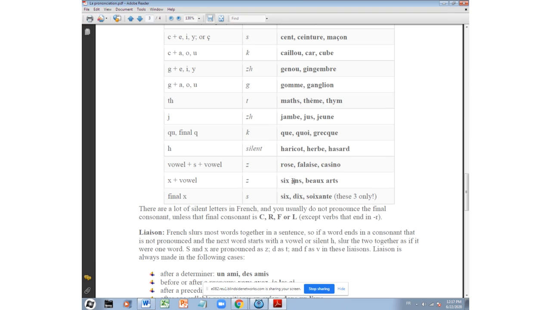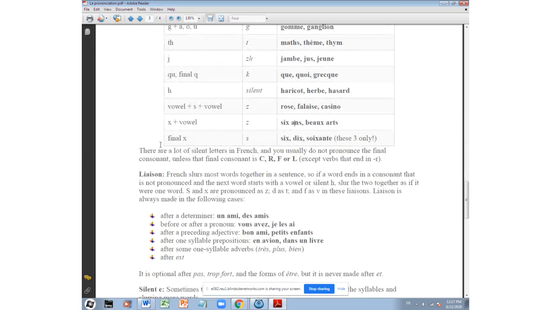Now, as I wind up on this, ladies and gentlemen, there are a lot of silent words in French, and you usually do not pronounce the final consonant. That explains what I said earlier. Remember when I was saying that most generally a consonant is only pronounced when there's a vowel after it, meaning that if the final of a word is a consonant, then that consonant is not pronounced. So that is what we are being told here: there are a lot of silent letters in French.